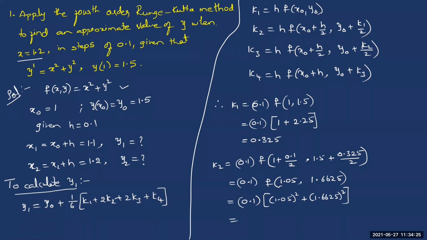So it is 0.1 into 1.05 square plus 1.6625 square. Try to tell me if you get it. I'm getting this as 0.3866. Okay, so that's K2. Now I'm just continuing to calculate K3. Yeah, let's calculate K3.